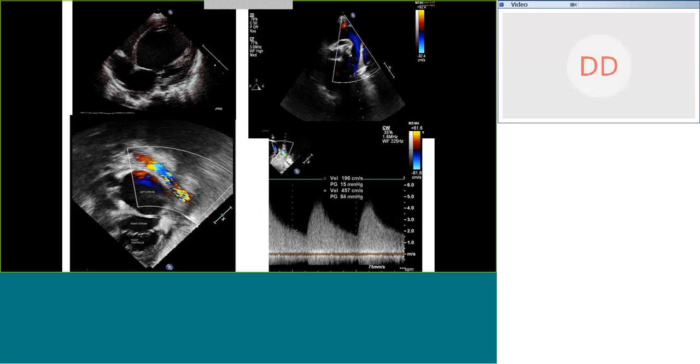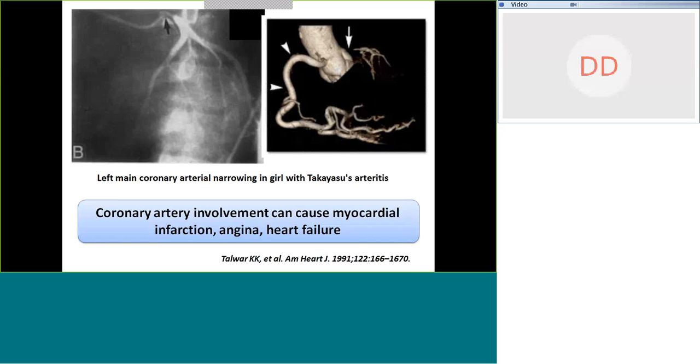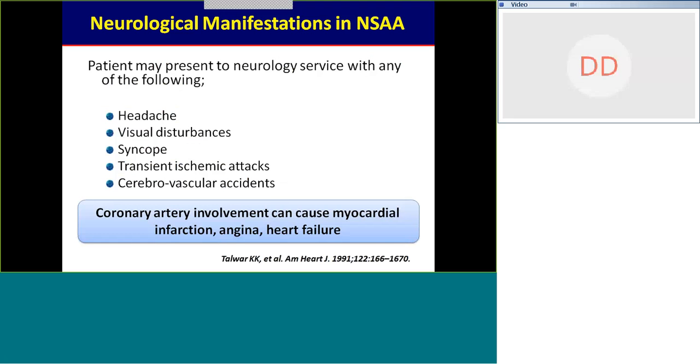So you have to keep a very high index of suspicion in any patient of cardiomyopathy before you say that this is idiopathic cardiomyopathy or the hypertension is because of something else. So I think aortoarteritis will be diagnosed more and more if we think about it more. Here is an example of left main coronary artery. It may be stenosed, it may be occluded, and I think it's important to remember this because these patients may present with myocardial infarction, angina, or heart failure simply because of coronary artery involvement, which has not been suspected.